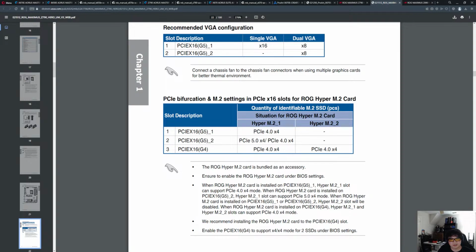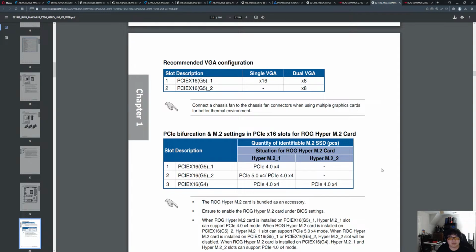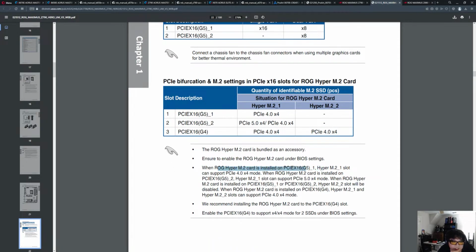Wait, how is that possible? There's only like 4 lanes. Is there 8 lanes down there? When it is installed in this, it can support X4. When it is installed in the second, it can support 5.0. What? When it is installed on the top slot or the second slot, the second M.2 will be disabled. Okay. When Hyper M.2 is installed on the third slot, the first Hyper M.2 and the second run at 4.0 speeds.